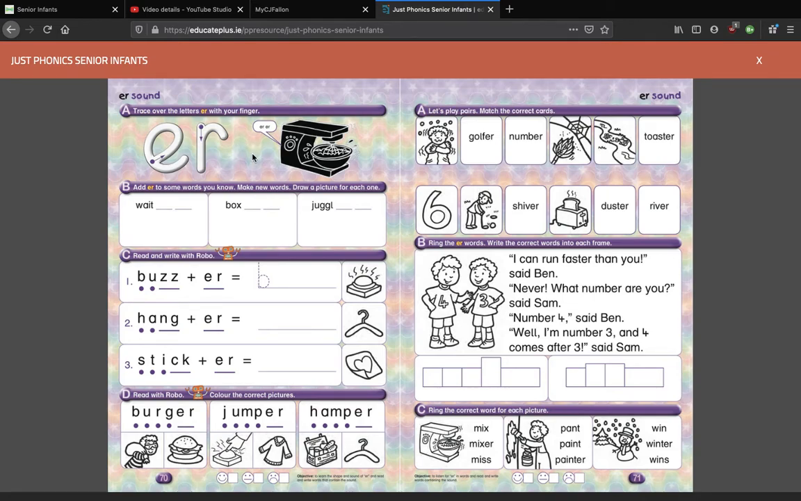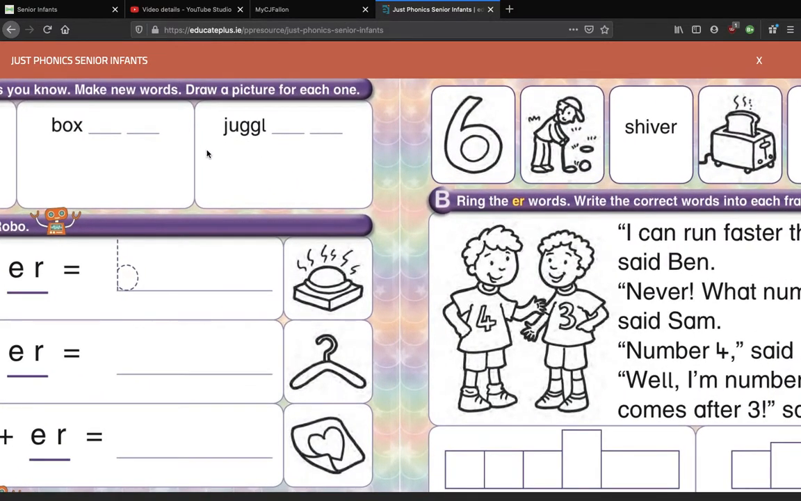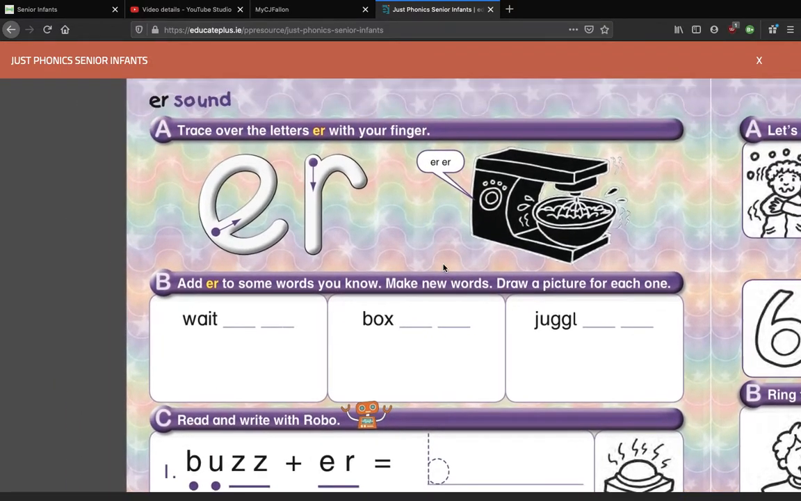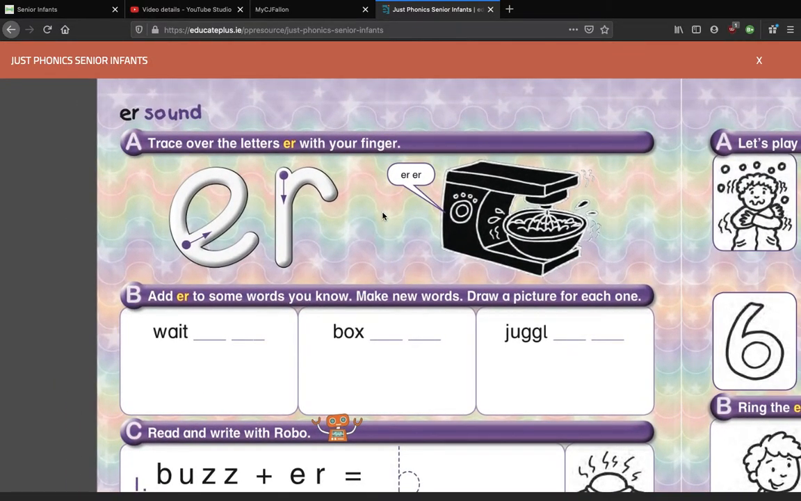We are onto the sound today. It is a sound that often comes at the end of a word. It doesn't always, but for most of these examples today, it does come at the end. And remember, it's mixer is the one that we have in our Jolly Phonics action for it.